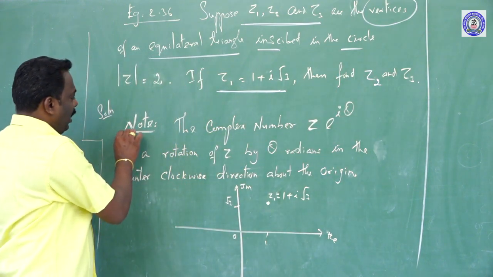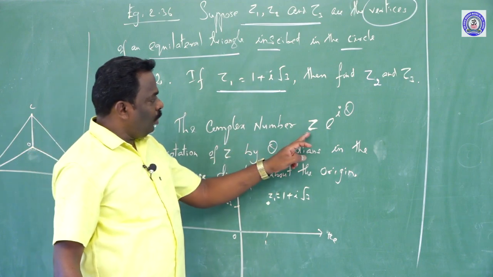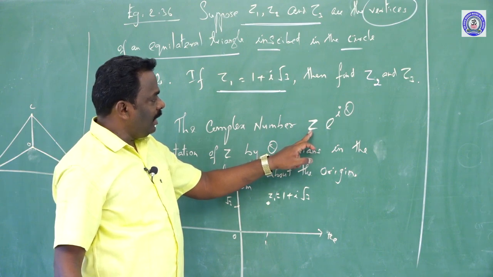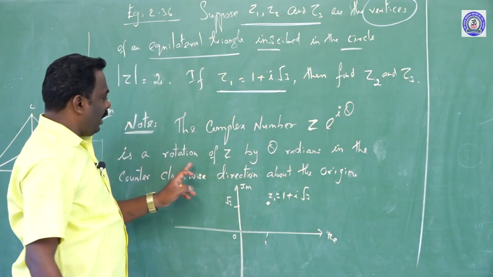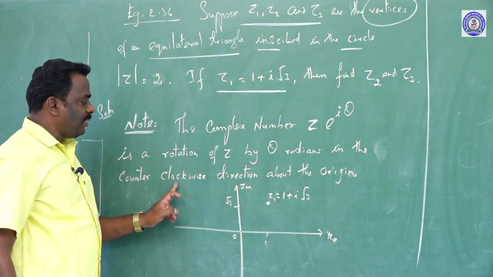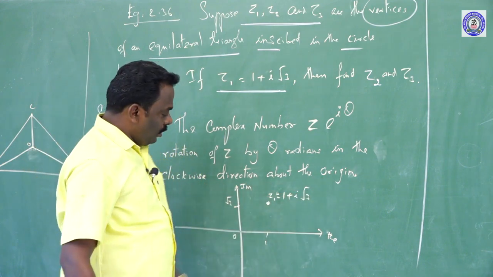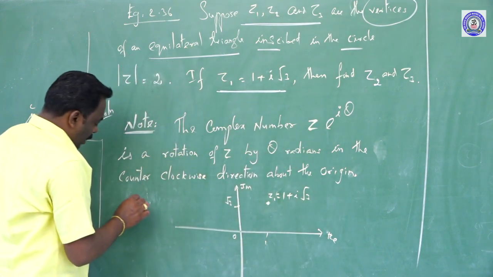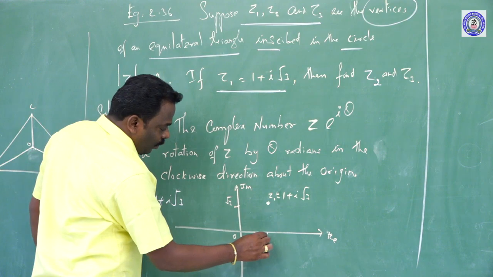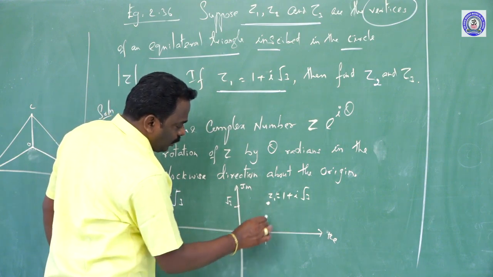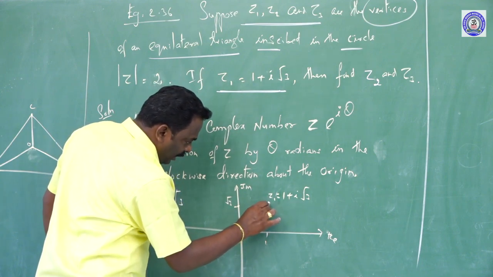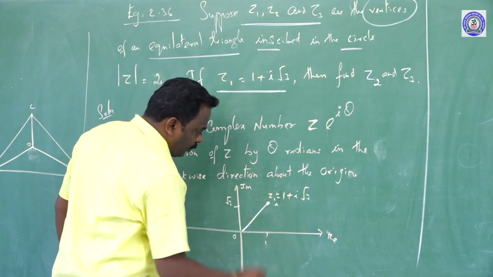So, we know the property: the complex number Z into e power iθ is Z rotated by θ radians in the counterclockwise direction about the origin. So, taking Z1, defined by 1 plus i root 3, therefore 1 and root 3 is a point from the origin, and this point we suppose to be A.